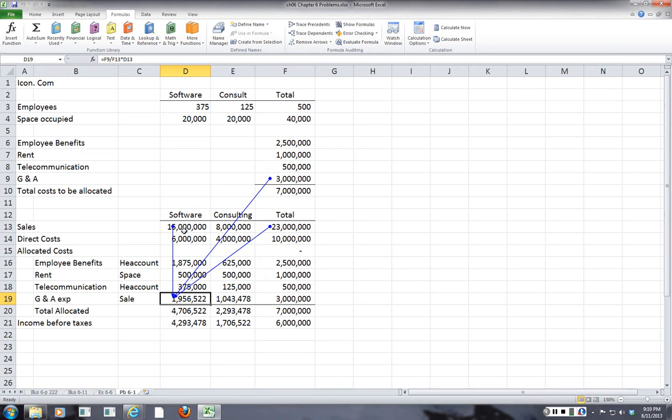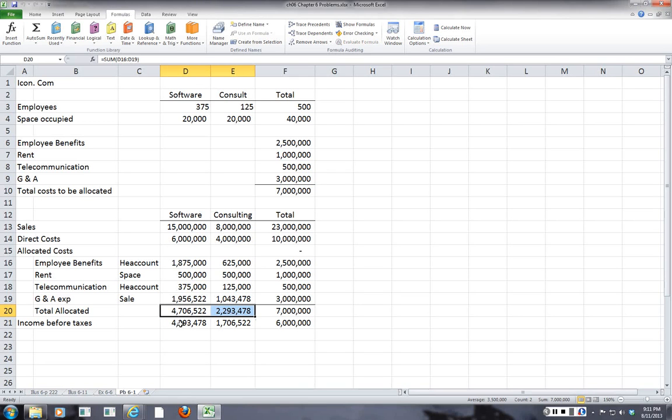Sales is 15 million for software, and that is divided by $23 million, and then the product of that is multiplied by 3 million to come up with $1,956,522 for software. And the same, we come up with the number of $1,043,478 for consulting the same way. So we've got total allocated costs to the software, 4.7 million, 2.3 million to consulting, and the total of those two is $7 million, which is what we were to allocate.